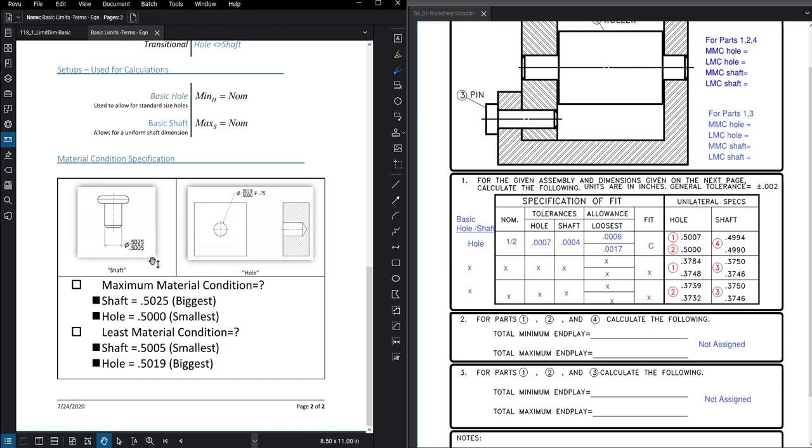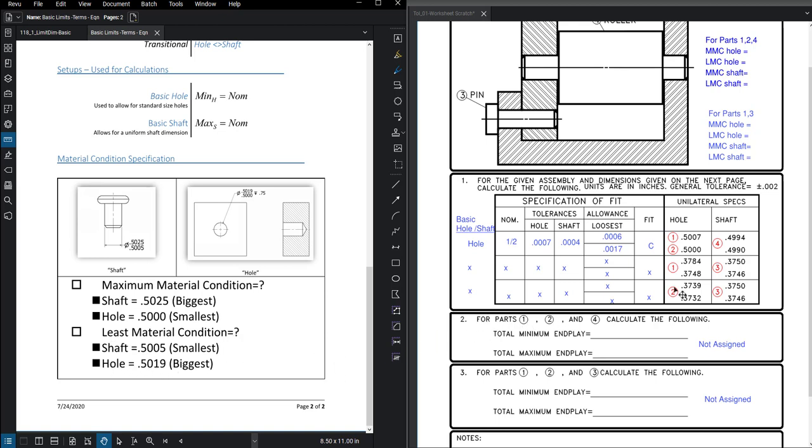Well, if it's the shaft, the bigger the number, the more material in the part. So 0.5025 will be called the maximum material condition, and 0.5005, then least material condition. Now the hole is going to be just the opposite. The bigger the hole, the less material in the part. So we've got to flip it over here. When we're thinking about the maximum material condition of the hole, it has to be the smallest hole. Least material condition of the hole has to be the largest hole.